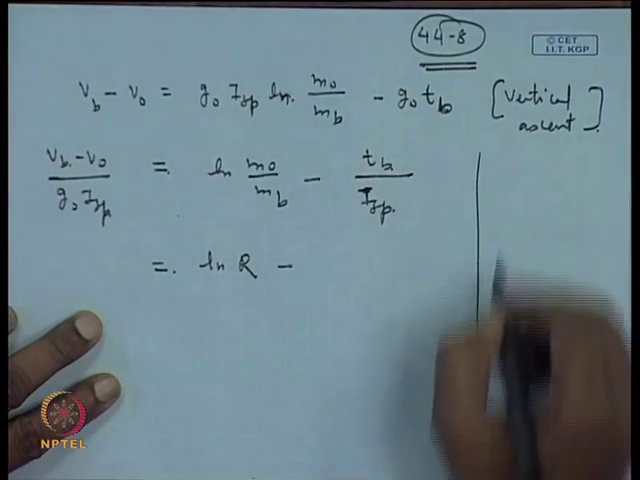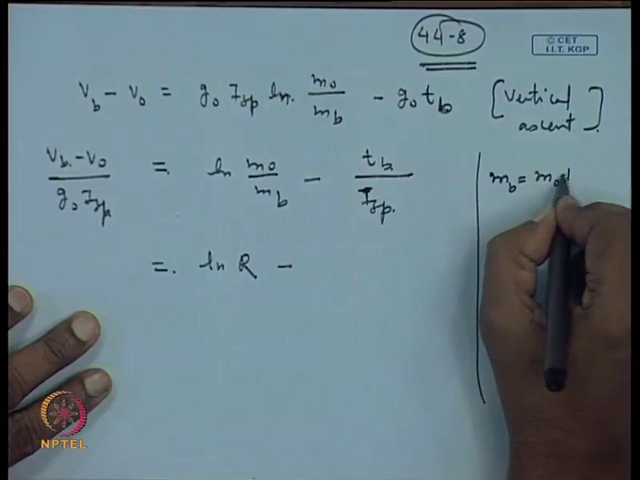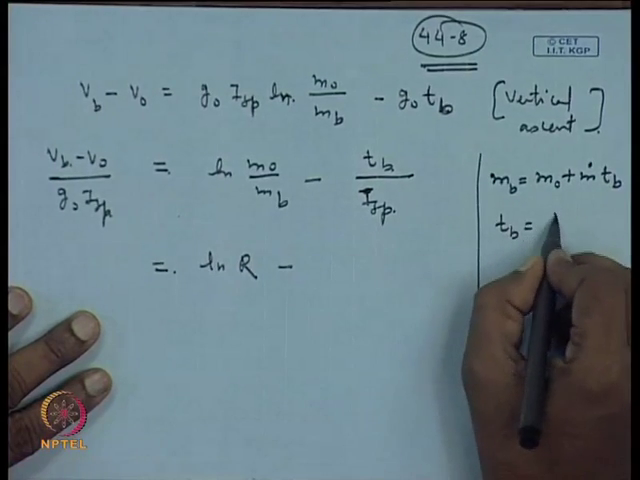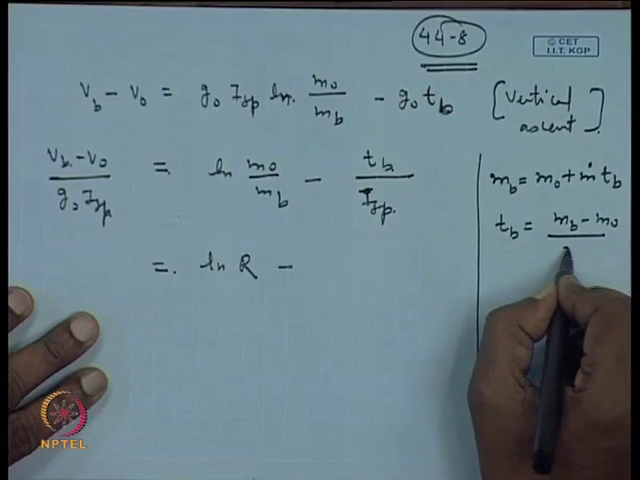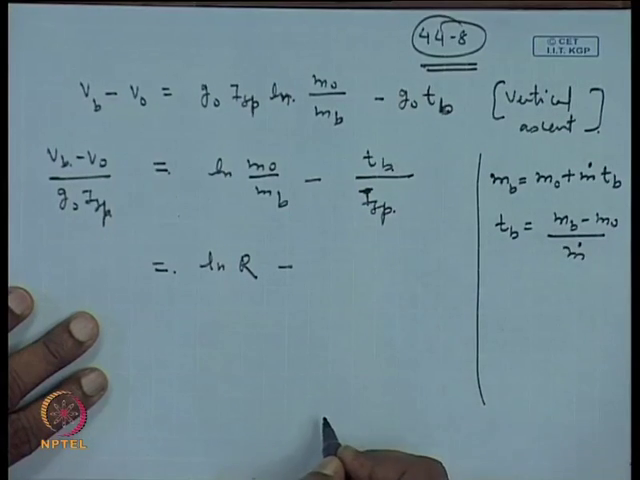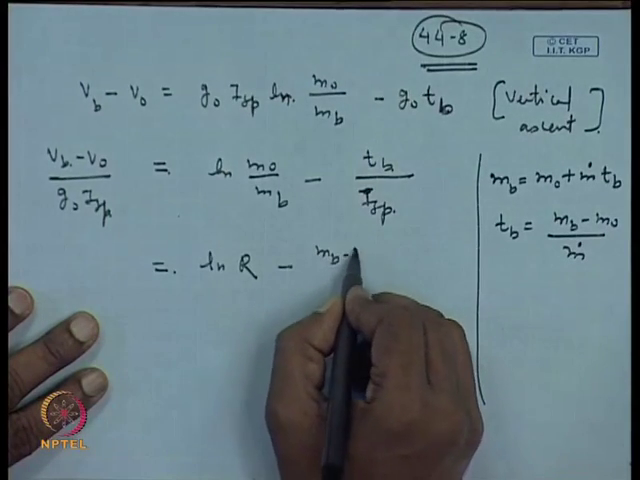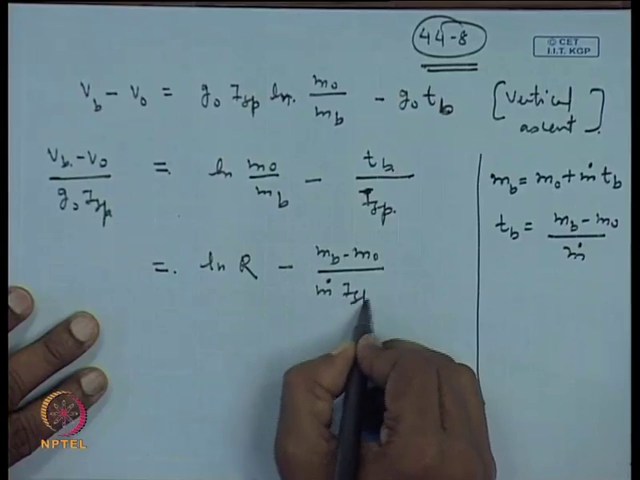So, we can write m burnout is equal to m0 plus m dot Tb, okay, and therefore, Tb becomes (mb minus m0) divided by m dot. Okay. So, this we can write as (mb minus m0) divided by (m dot Isp).